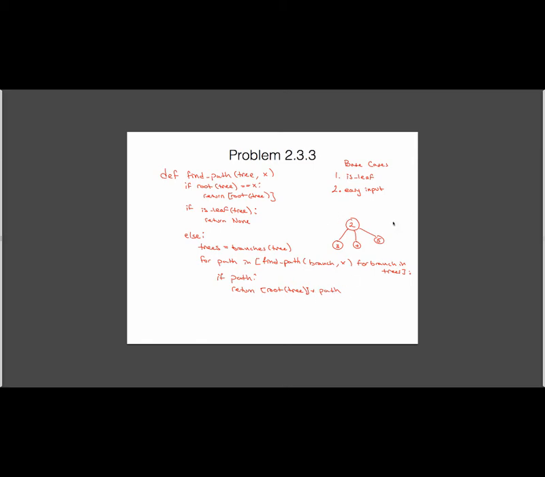So let's think about this in an example. If I call find path on this T1, and I want to look for 5, then what's going to happen is I'm going to call find path on this big tree. We're going to check each of our cases. The root is not equal to x, so we don't execute this. It's not a leaf. And so we can extract each of our branches, and now we're going to call find path on each of our subtrees.